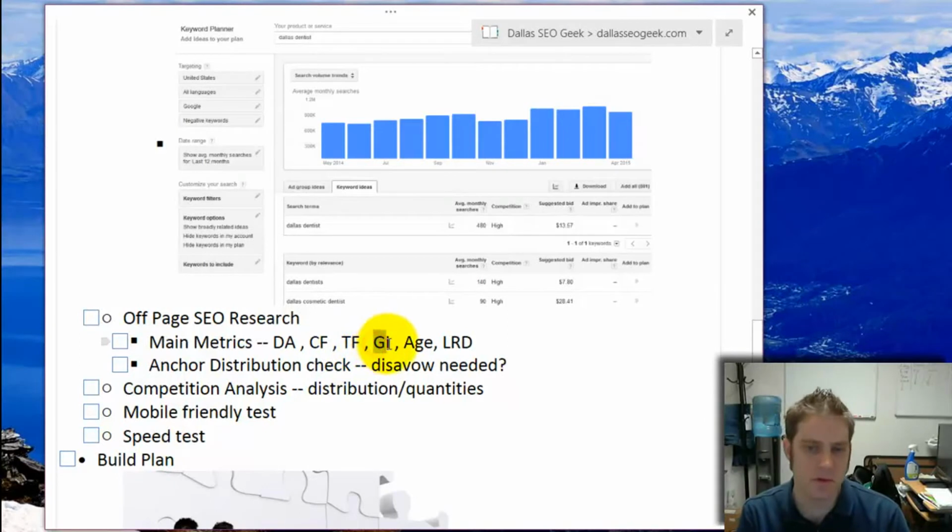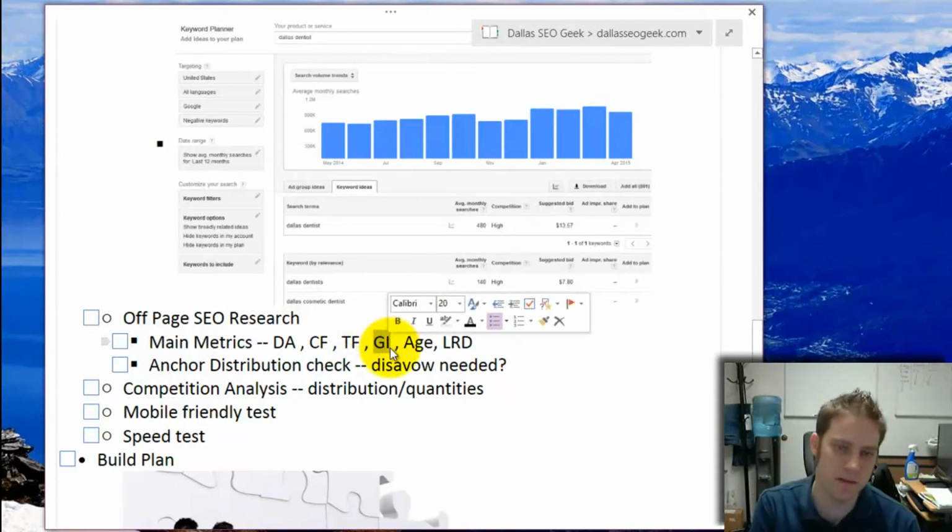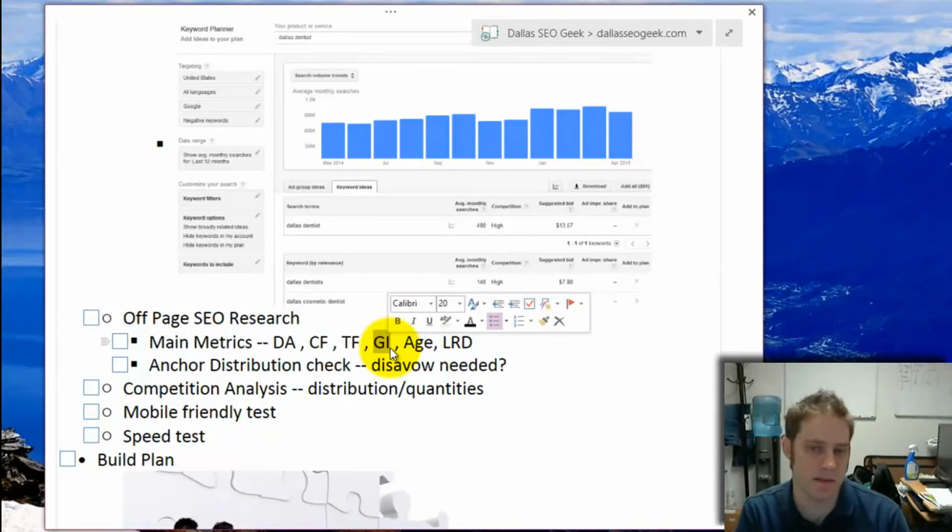GI stands for Google index pages. How many pages do you have indexed in Google? If Google has 0 pages indexed, then officially you're de-indexed, and that means you're probably penalized. So that's something we want to know. Generally, the higher the number, the better.